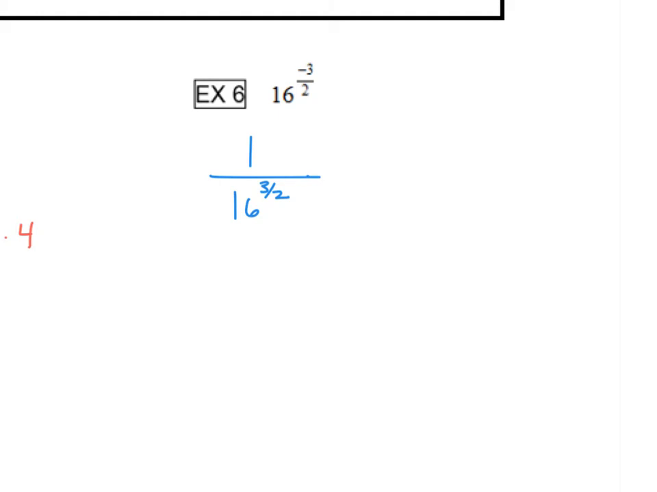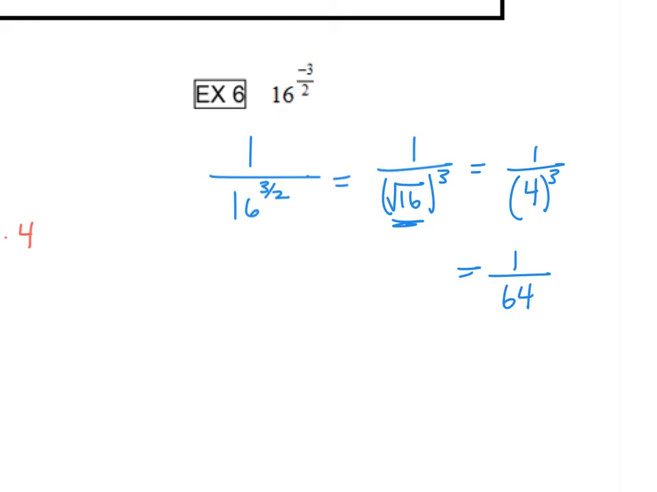Now we're going to rewrite 16 to the 3/2 power. So 1 over, I focus on the root first. It's the 2nd root, which is the square root. So square root of 16, and then the power is 3, so to the 3rd power. So we do 1 over the square root of 16 is 4, and 4 to the 3rd power is 64. So 1 over 64.